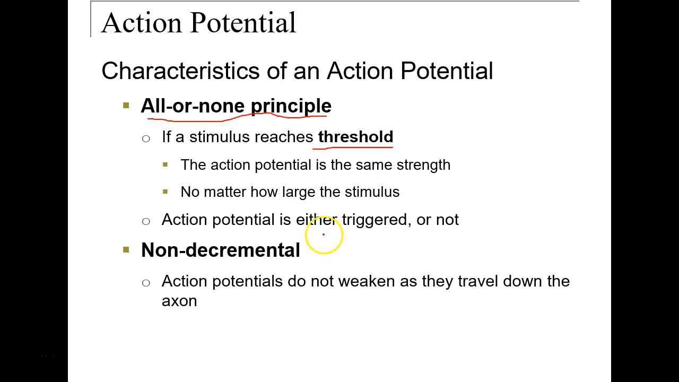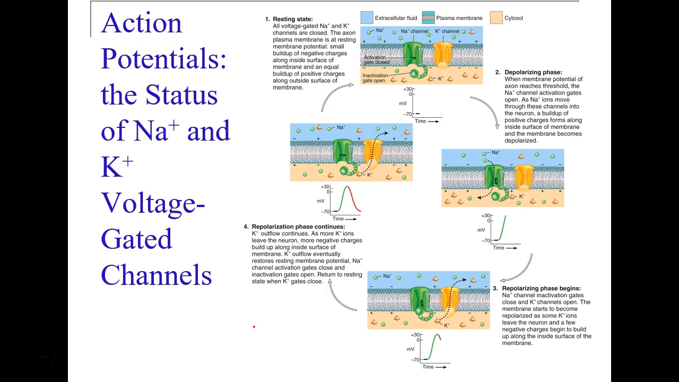Okay? So non-decremental means action potentials do not weaken as they travel down the axon. So once we start an action potential, it is the same along the entire axon. Okay, so this is just showing in pictures what is happening to change that membrane.